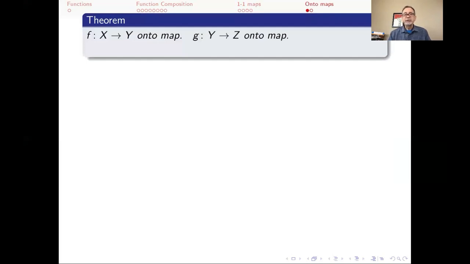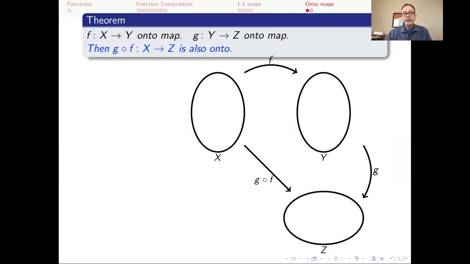If you have a map from X to Y that's onto and a map from Y to Z that's onto, then the composition is onto. The picture will tell you how the proof goes. If you have something in Z, why is it that G circle F sends something to it? So what I have to do is find you some alpha in X and convince you that alpha goes to gamma. How am I going to find that alpha?